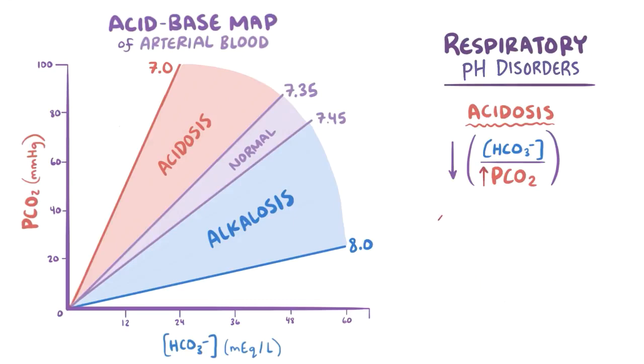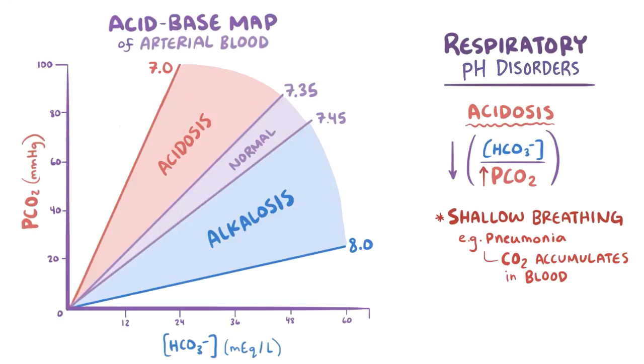For example, when breathing too shallow due to diseases like pneumonia, carbon dioxide can't get eliminated efficiently, and as a result, it accumulates in the blood. The partial pressure of carbon dioxide, therefore, usually rises, and so the pH decreases, and this causes a respiratory acidosis.